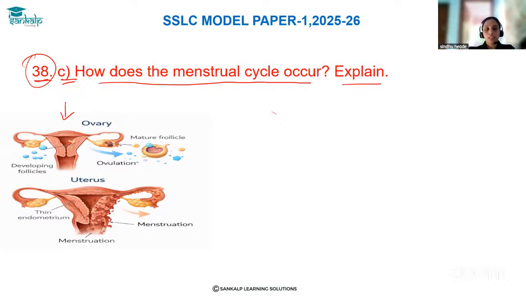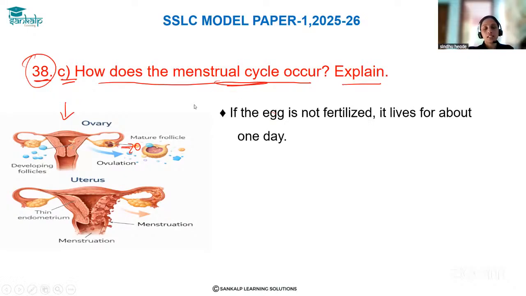Due to these ovaries, every month one egg is released. If suppose it gets fertilized, then pregnancy forms. Otherwise, it is not fertilized, menstrual cycle occurs. Now you have to explain it in words.